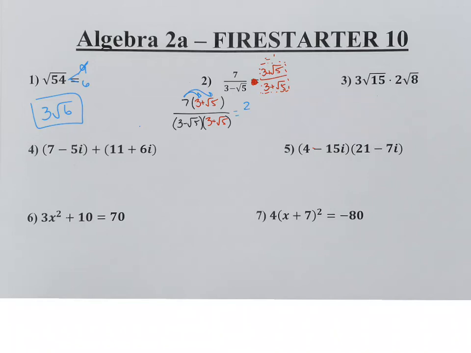So 7 times 3 is 21. 7 and 5 cannot be multiplied together because one is in jail and one is out of jail. So it becomes 7 radical 5. I'm going to FOIL the bottom, or your shortcut.